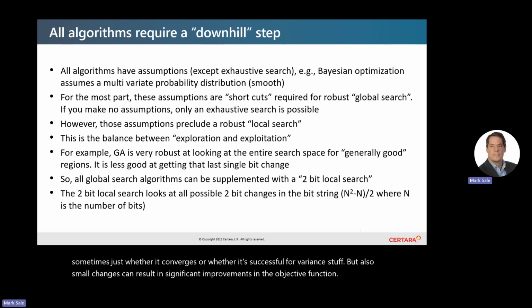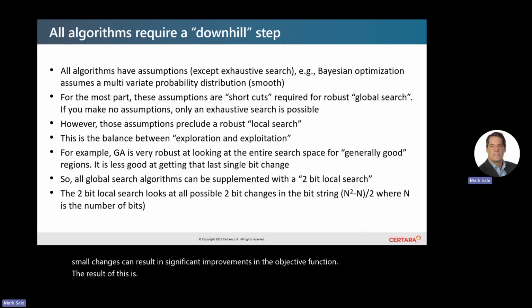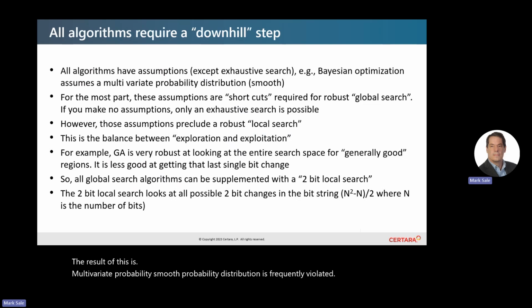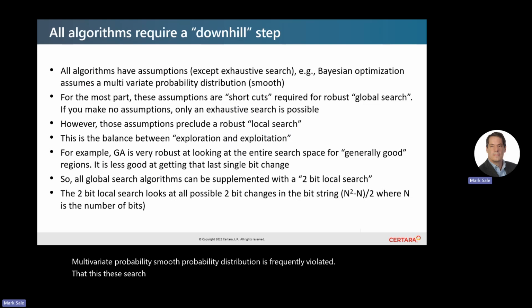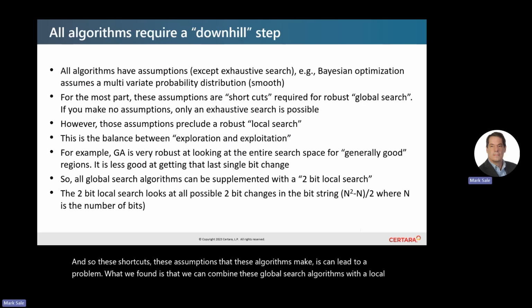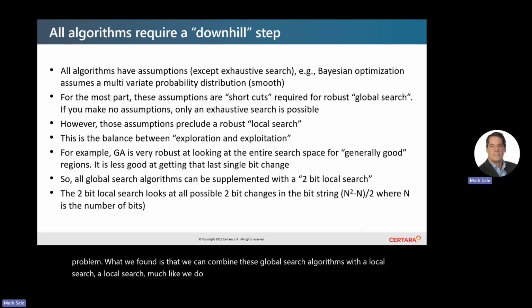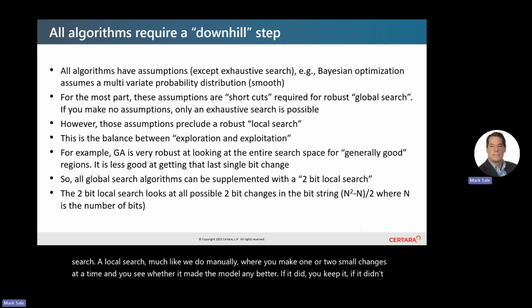The result of this is that this smooth multivariate probability distribution is frequently violated, that these search spaces are not as simple as we would like them to be. And so these shortcuts, these assumptions that these algorithms make, can lead to a problem. What we found is that we can combine these global search algorithms with a local search, much like we do manually, where you make one or two small changes at a time, and you see whether it made the model any better. And if it did, you keep it. If it didn't make it better, you discard it and try something else.